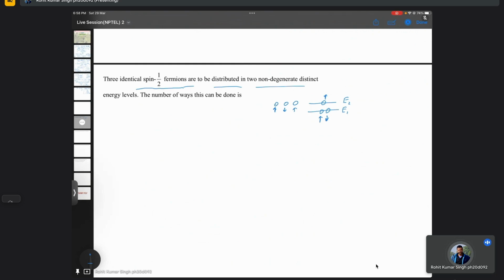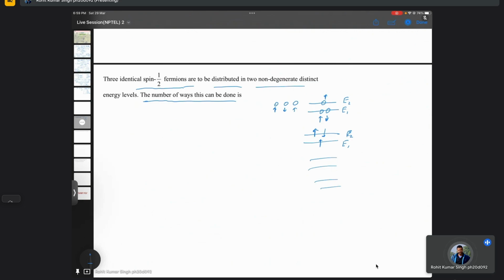Another configuration that can happen is, one can go here and a spin half, a spin up and a spin down, can come here, right? Like this you have different scenarios. So this is what the question asks: how many ways can this be done?